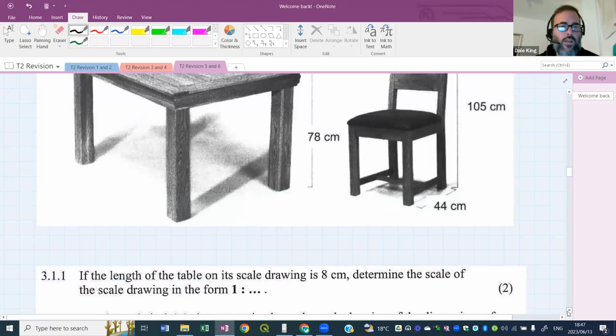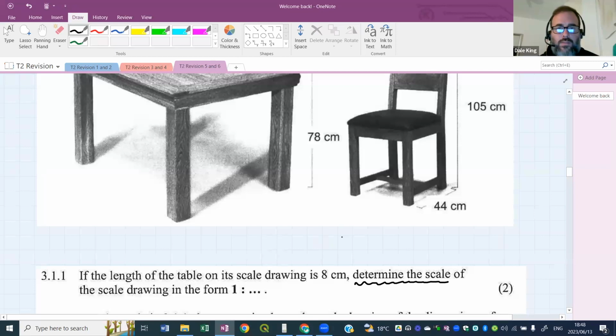What are they asking us here? 311. Let's read this. If the length of the table on its scale drawing, because this is a scale drawing, is 8 centimeters, determine the scale of the scale drawing in the form 1 is to something. So what they're asking us here is to determine the scale. This scale drawing doesn't have a scale. We have to create it. How are we going to create this?